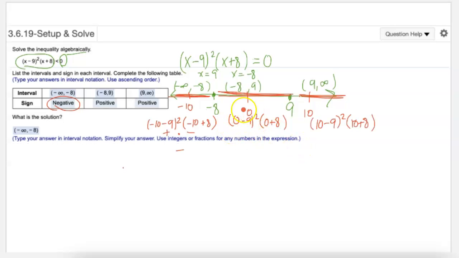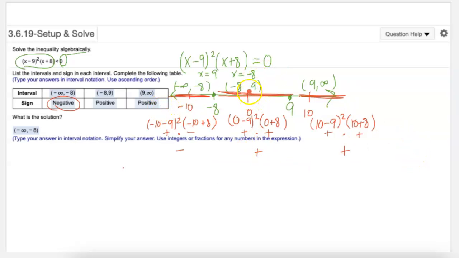So what we have for this part is negative, but a negative squared is positive. That's positive. Positive times a positive will be positive. This expression, this piece is positive, squared is positive, that's positive, positive times positive, everything's positive. So now we know the sign of values in each interval.